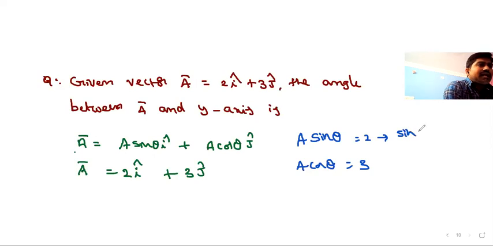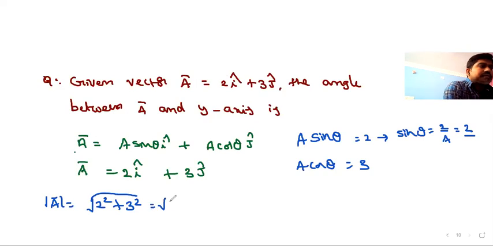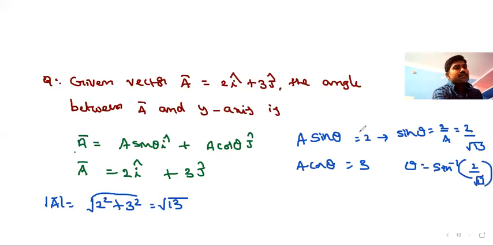Then what is sin theta? It is 2 by a, in the sense the magnitude of this vector only. What is the magnitude of this vector? Modulus a bar is equal to root over 2 square plus 3 square, that is root 13 only. So sin theta will be 2 by root 13. So theta will be sin inverse of 2 by root 13. So the answer is theta equal to sin inverse of 2 by root 13.